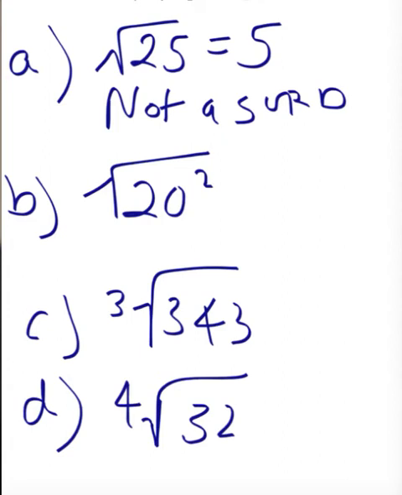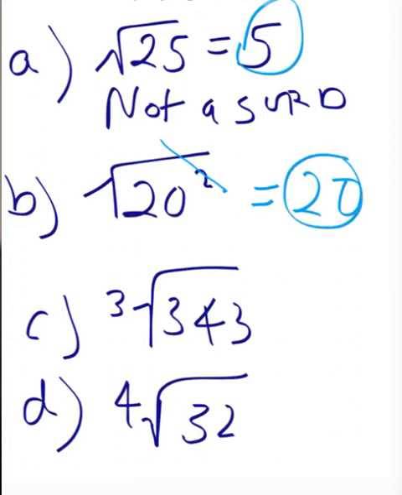All right, so we know A is not a surd because 5 is a whole number, that's rational. With B, a trick is you can go 20 times 20, which gives you 400. And then the square root of 400 is just 20. Whenever you see a square root and a squared, they actually cancel out each other. And that's a skill we'll be learning later on when we learn Pythagoras. So in this case, this will equal just 20. So this is also not a surd.